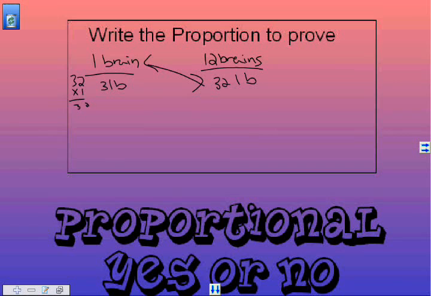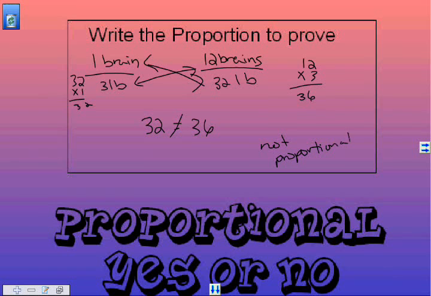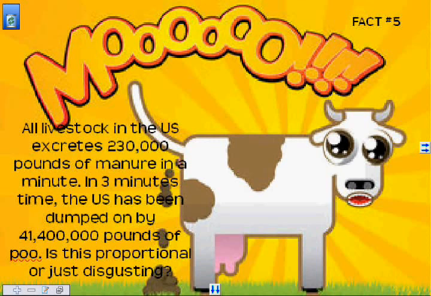So, cross products, 32 times 1 is 32. 3 times 12 is 36. So, no, these are not equal, so they are not proportional. Next one. All livestock in the U.S. excretes 230,000 pounds of manure in a minute.